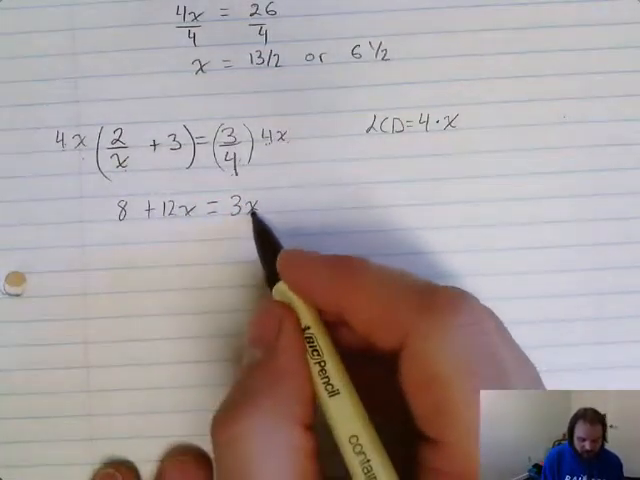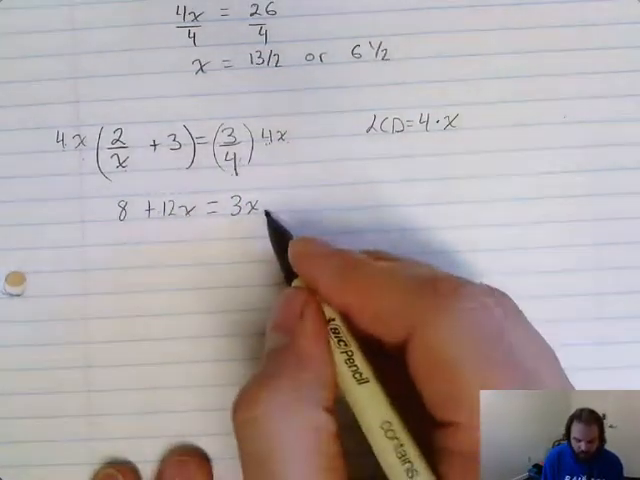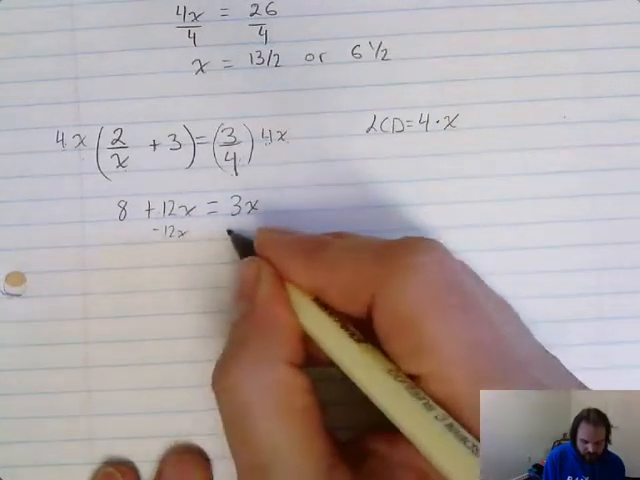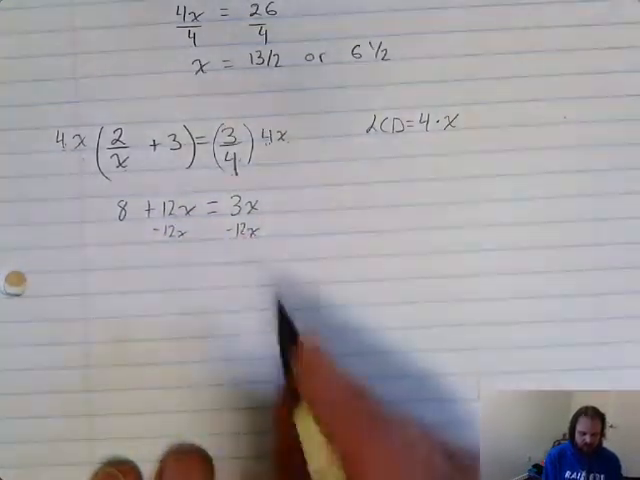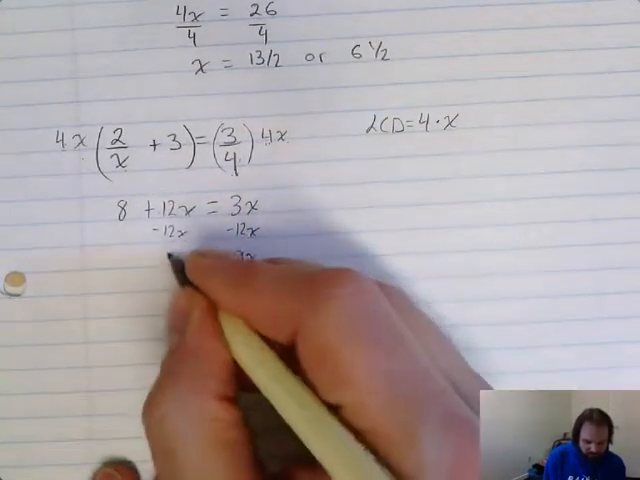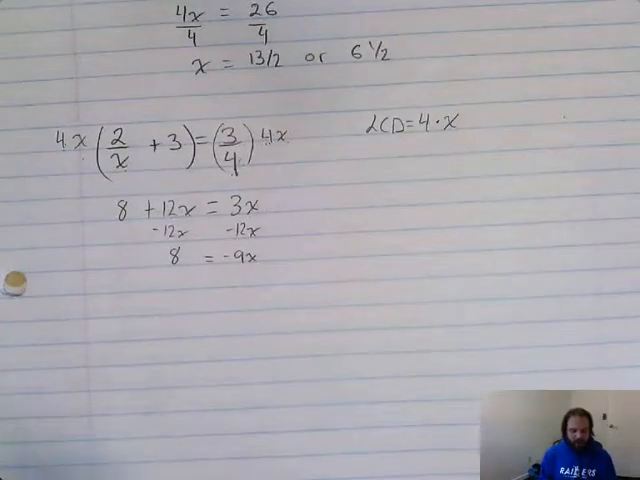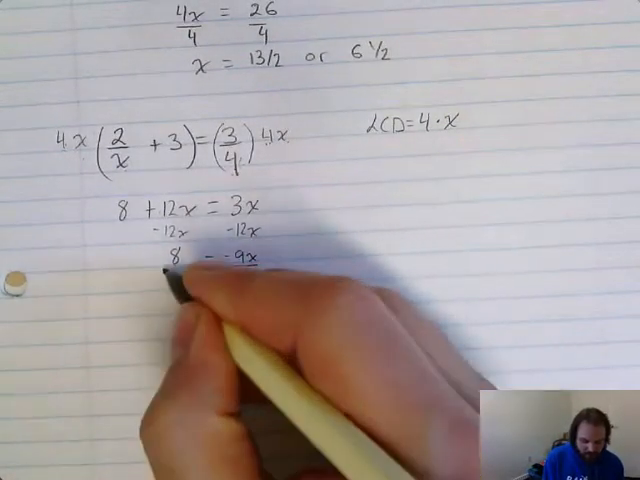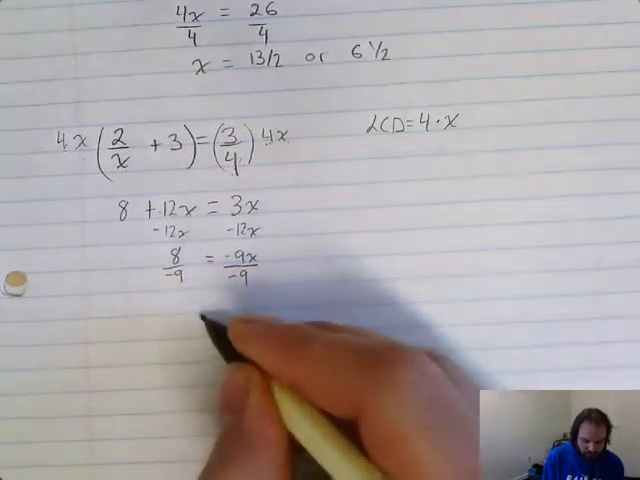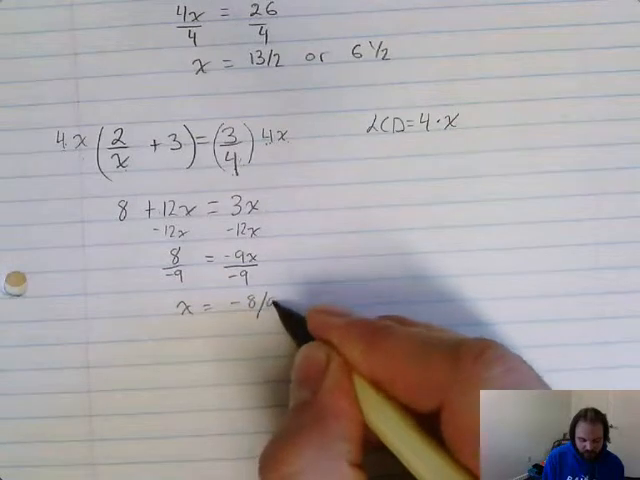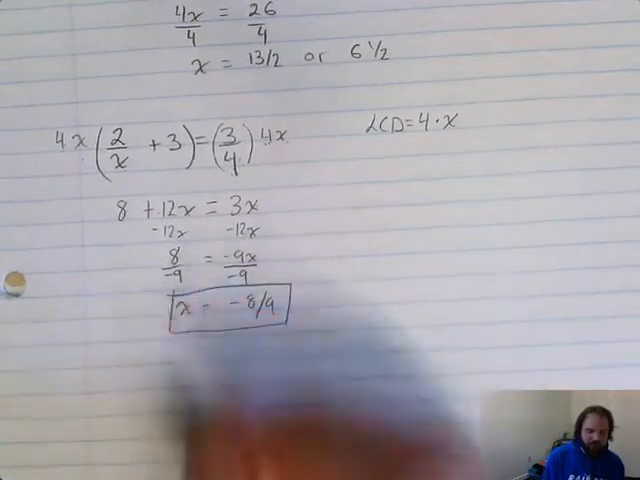So I look at this here. I'm going to move all of my x's over to that side. So I have minus 12x, minus 12x. 3 minus 12x is negative 9x. Okay? Now I just want to divide both sides by negative 9, negative 9. So now I end up getting x is equal to negative 8 over 9. And that is my final answer.